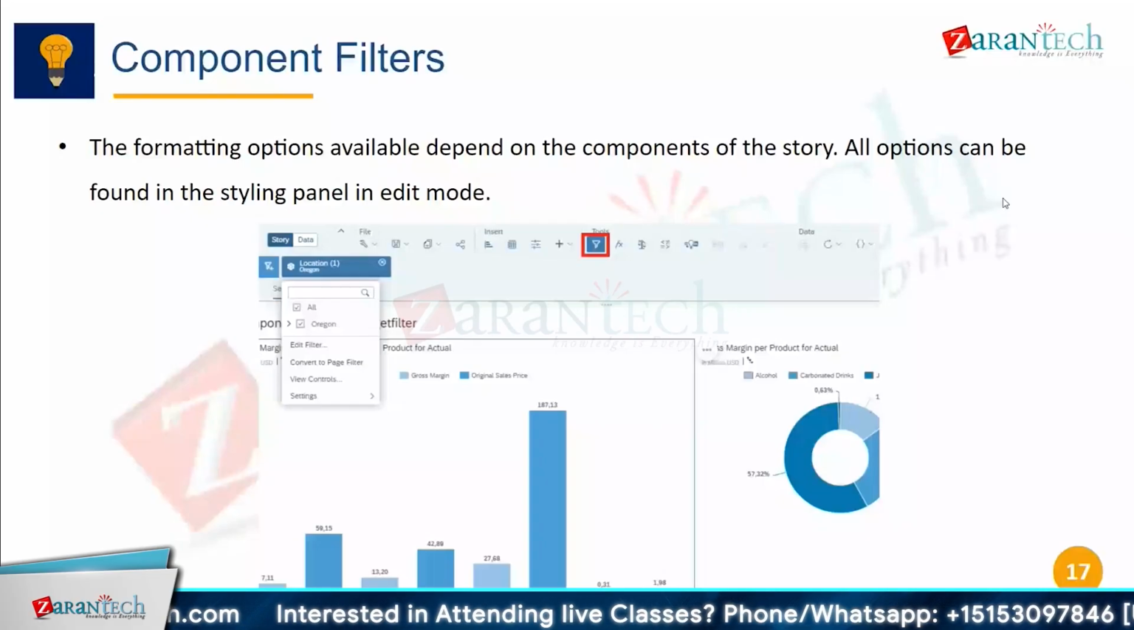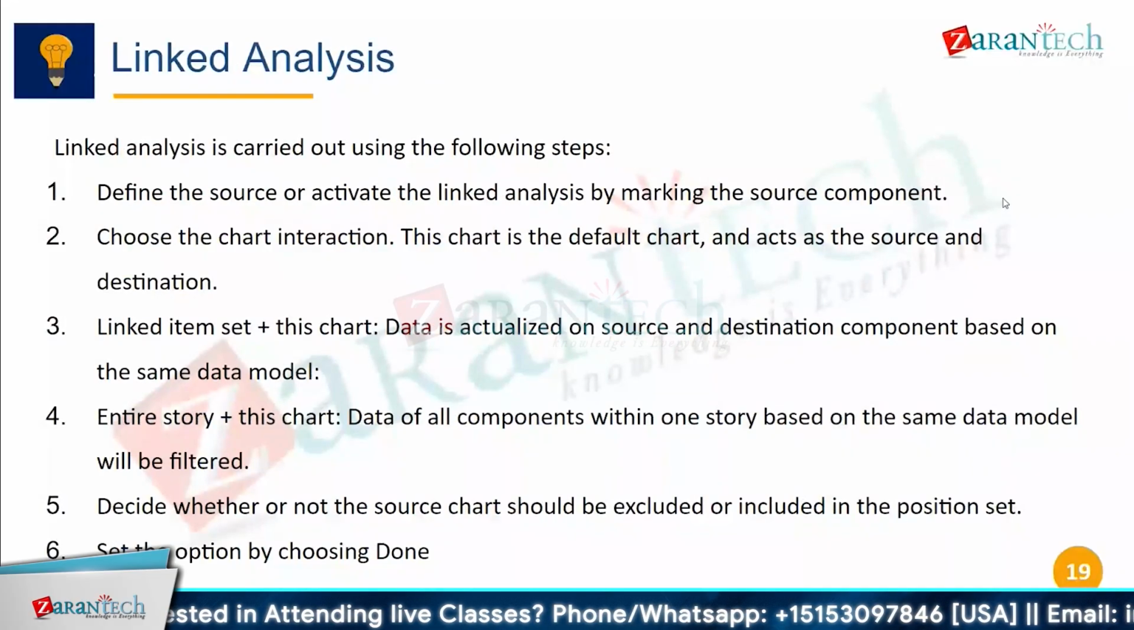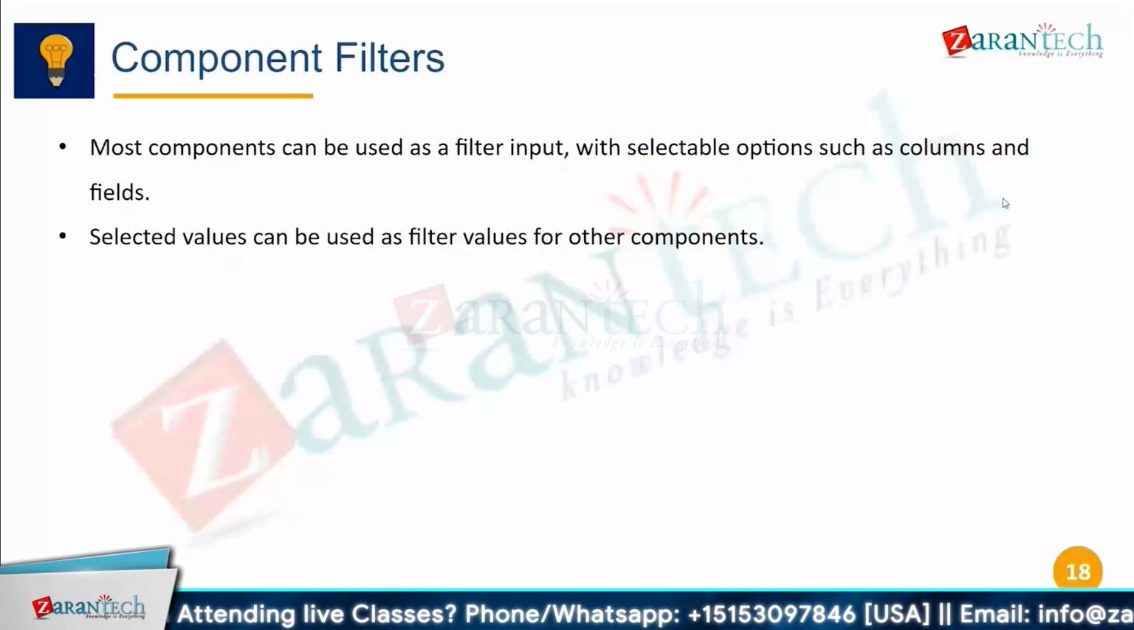Input control can also be called page filters. And moving on, we have linked analysis. But I have one more question. There are story filters, okay, but that story has 10 pages. I want to apply a filter that is applicable to only 5 pages out of the 10 pages. What option would be the best for that?